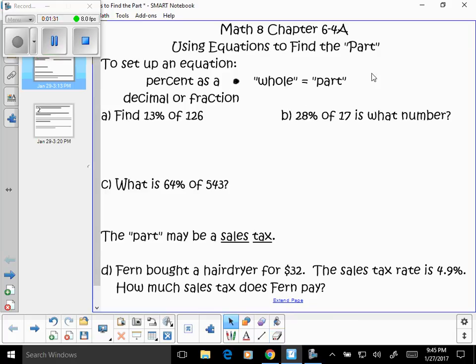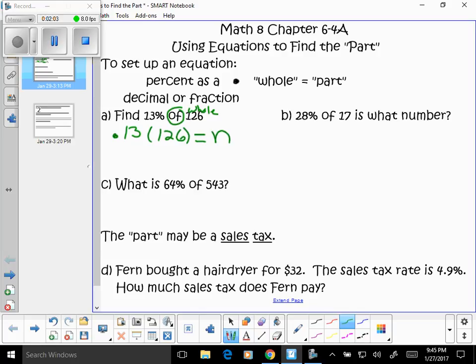Now let's look at example A. Here's my percent, but remember I want to write it as a decimal or a fraction. This goes back to an earlier lesson in this chapter, so 13% is 0.13. My same clue word works for whole with equations as it does for proportions. This time I know the whole. I don't know what it's equal to right offhand, so that's going to be my variable n.